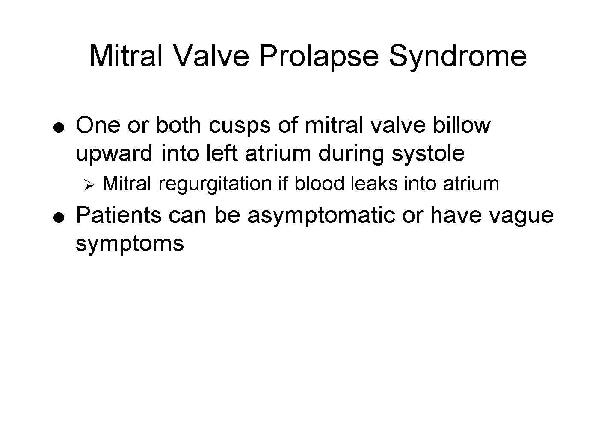Mitral valve prolapse occurs when one or both valve cusps bulge, or billow, upward into the left atrium during systole. If the valve doesn't close properly, it can result in mitral regurgitation, where blood leaks back into the atrium. Many patients have no symptoms, while others may report vague discomfort, such as palpitations, dizziness, or chest tightness. Regular monitoring and echocardiography are often used to assess severity.